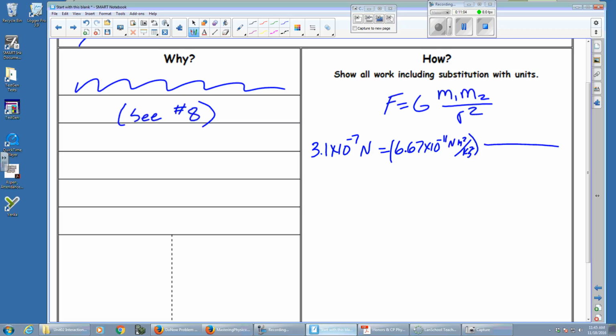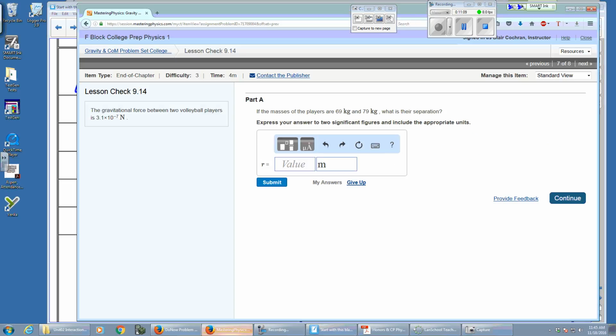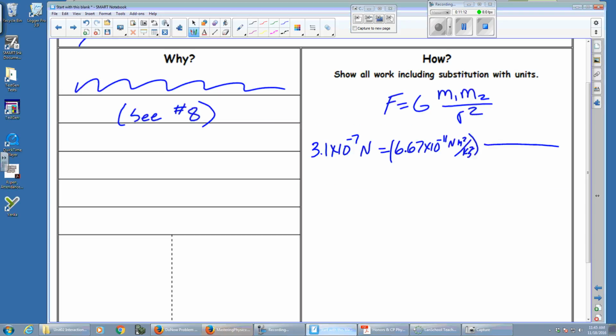Actually, we'll just put the numbers in. You can do the algebra afterwards, right? 69 and 79. Oh, look at that. Now it's just a little bit of algebra and some arithmetic, right? Yes. You can do it from there. Do a little bit of algebra. Find out what r squared is. Then find out what r is, and then you're happy.